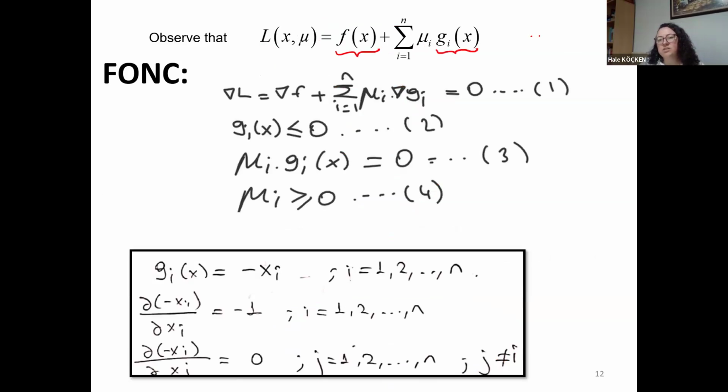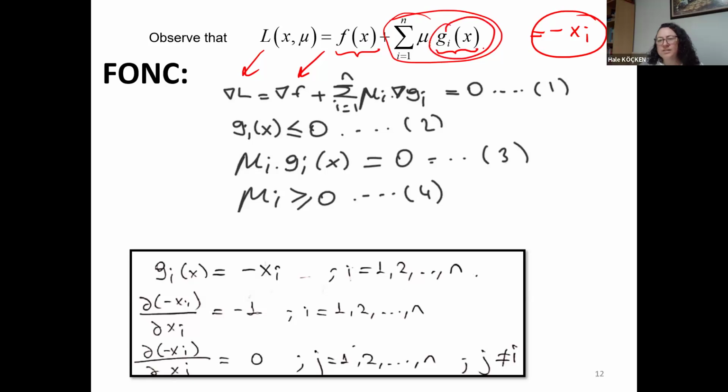As you see, gi of x is defined as minus xi in this theory. So the gradient L, gradient F, this is the stationary condition, the first one. The derivative of this part, since gi of x is minus xi, the corresponding derivative will be -1, and we will use this simplification to analyze this theory deeply. Anyway, you keep writing gradient gi, original constraints, complementary constraints, and non-negativity of the mu multipliers.